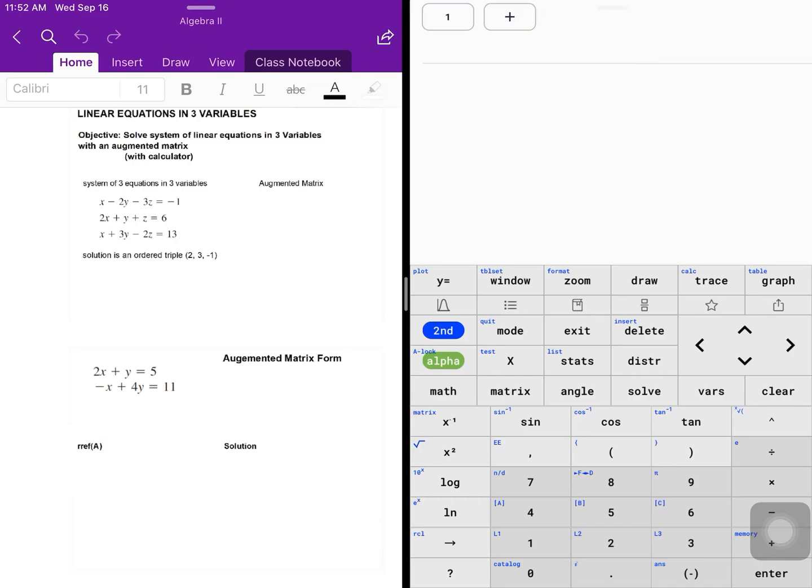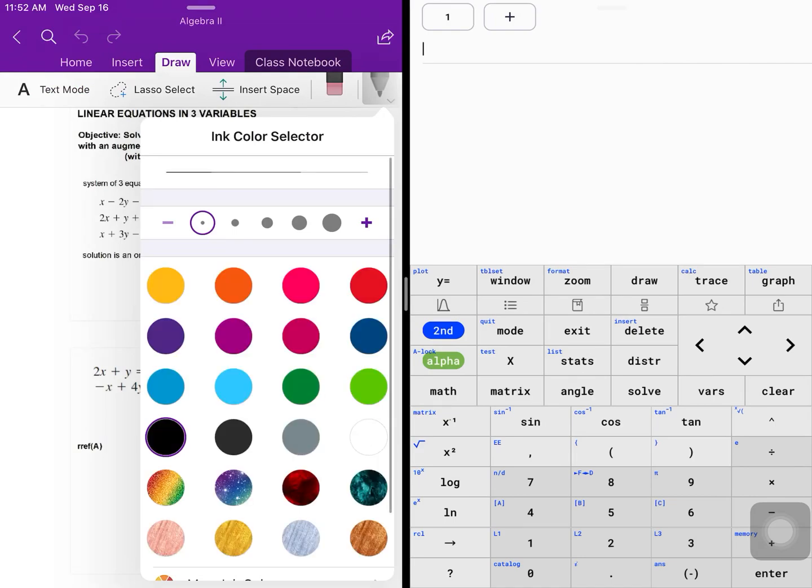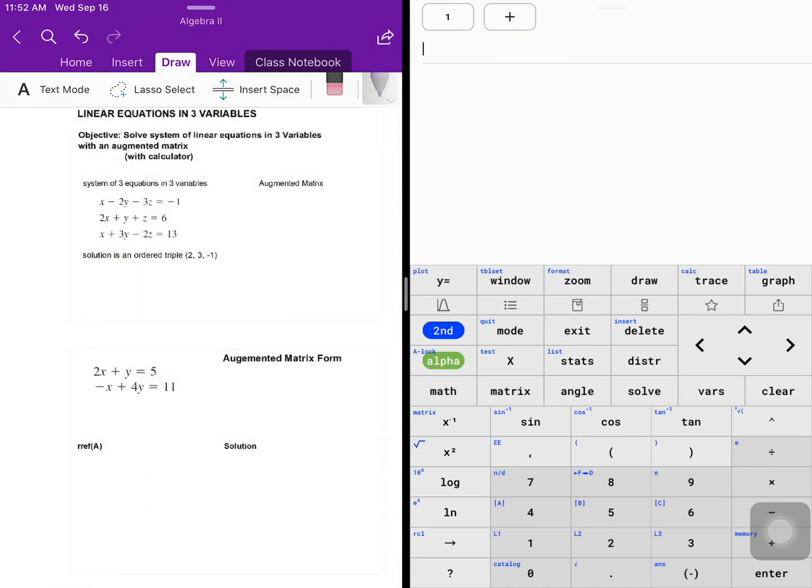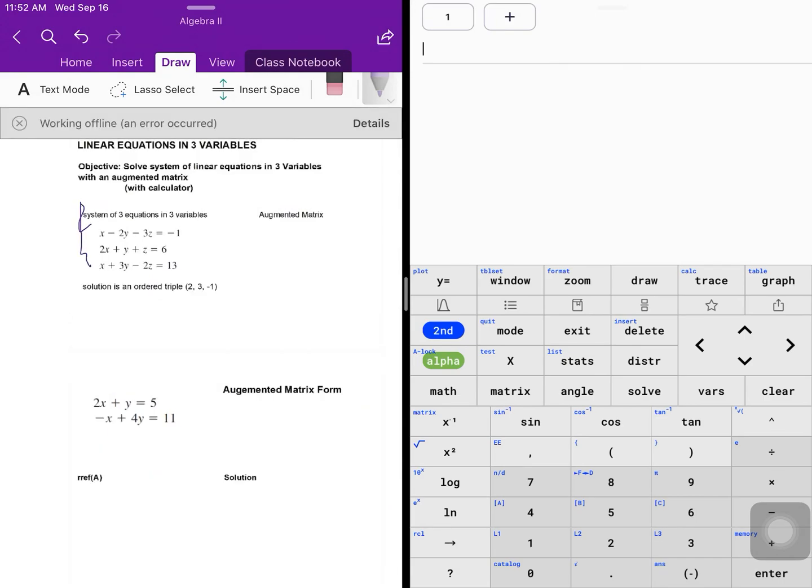So hopefully you've got Graphing Calculator Pro pulled up as well. That's what I have to the right of my screen. And to my left of my screen, I'm going to talk about these equations and how I'm going to use a calculator to solve those. Okay, so here's my system right up here. Right here, there's my three systems, three unknowns.